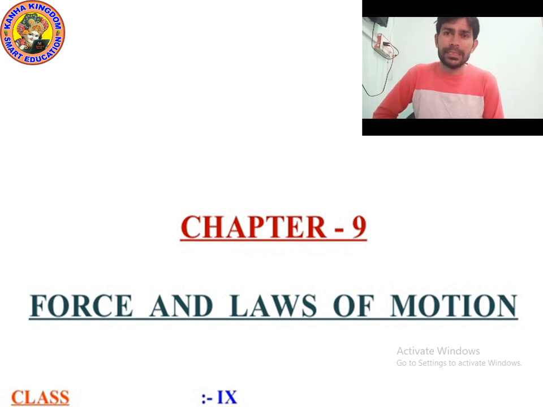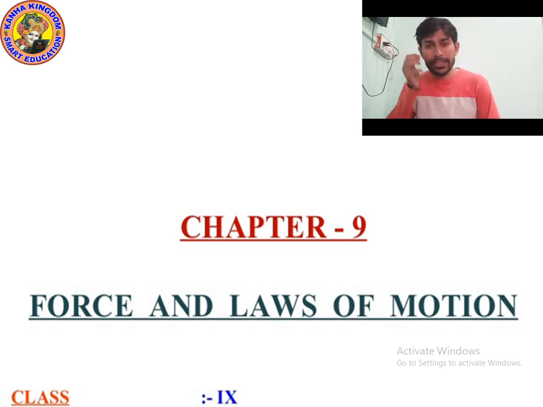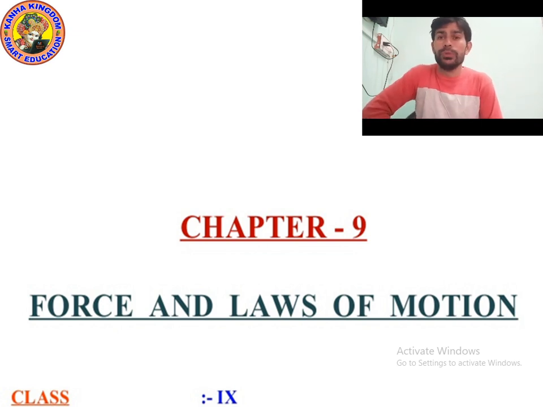The second equation is s is equal to ut plus half at square, which is also known as the position time equation or distance time equation. Where s is actually distance or position, u is initial velocity, t is time, and in half at square, a is acceleration and t is time.